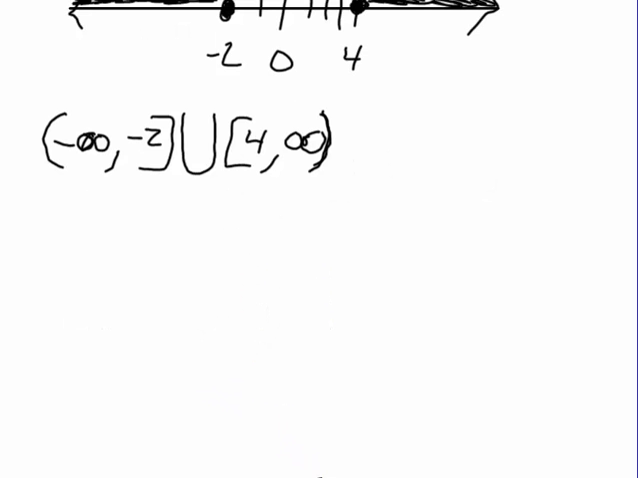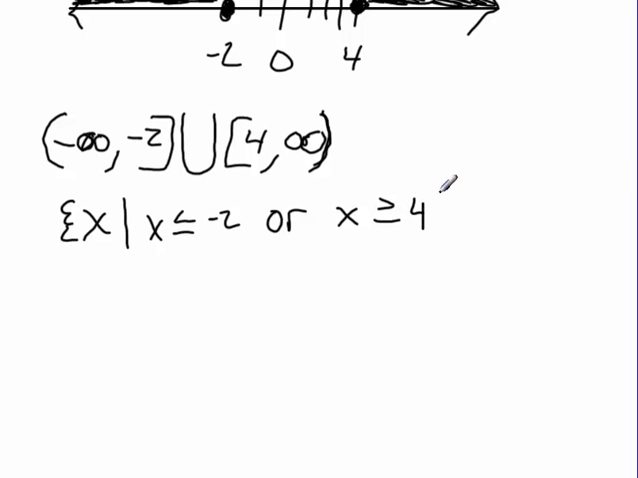Now, we've already talked about set builder notation, so let's describe this using set builder notation. In set builder notation, I would describe this as the set of all x values such that x is less than or equal to -2, or x is greater than or equal to 4. And I'm going to close my set. Now here, again, this is using interval notation, and here this is using set builder notation.